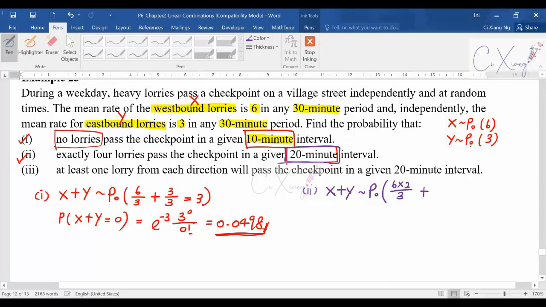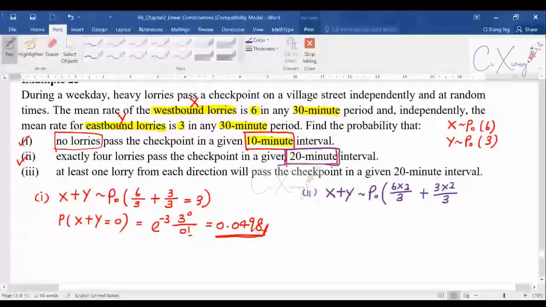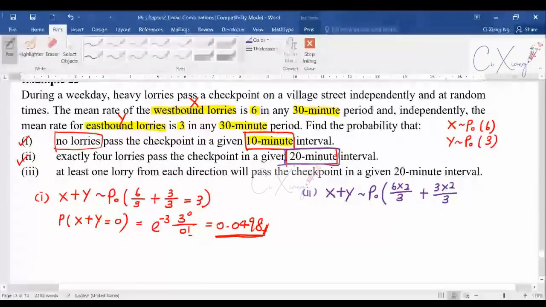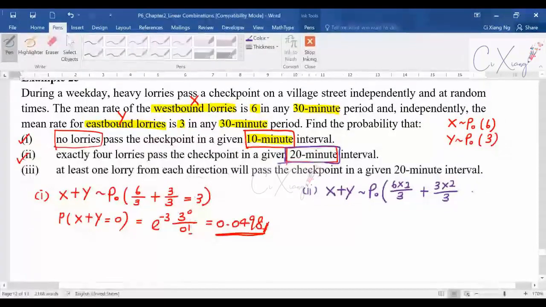Then plus, same thing happens for the 3: 3 multiplied by 2 divided by 3. Or you can straight away take this value, 3, the total value for 10 minutes. Therefore, if you want the mean for 20 minutes, it will be 3 times 2, which is 6. You will realize the value is actually the same. So the mean is 6 for the second example, and you need to calculate the probability for x plus y equals 4.